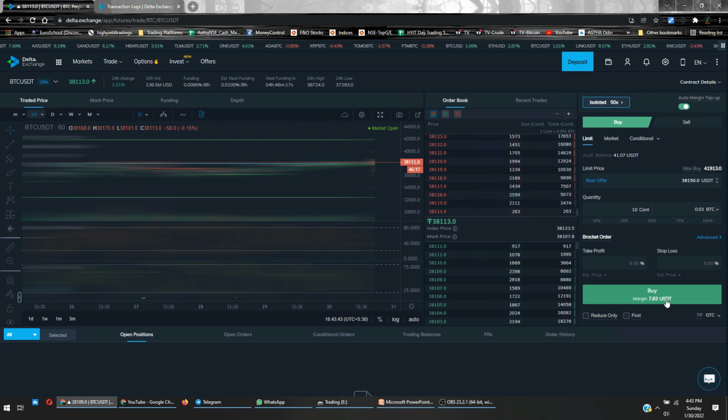Put in 1,000 rupees, trade well, increase that money, increase it to whatever dollars you need, and then you decrease your leverage and trade. Who is stopping you from doing that?